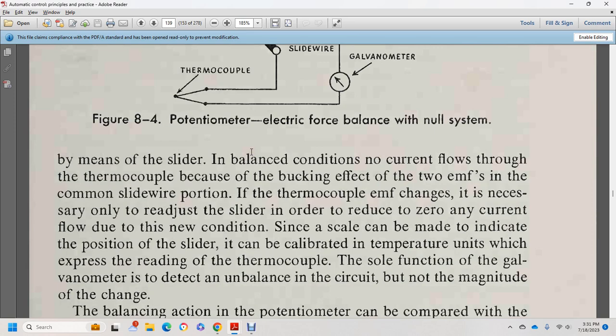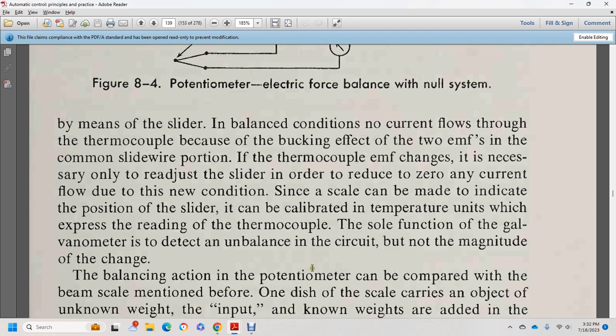When the thermocouple EMF changes, it is necessary only to readjust the slide in order to reduce the current flow to zero under the new condition. The scale with the indicator of the slider position can be calibrated in temperature units, which express the reading of the thermocouple. The sole function of the galvanometer is to take the circuit to balance, not to indicate the magnitude of the change.